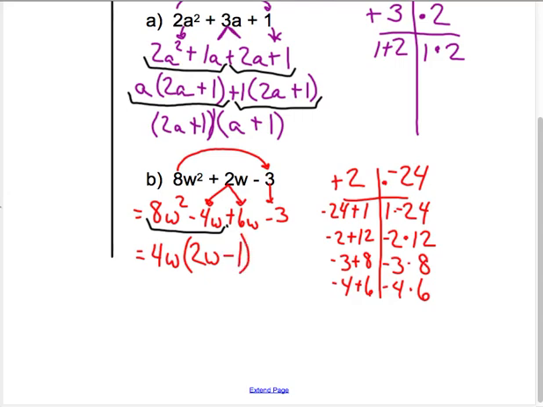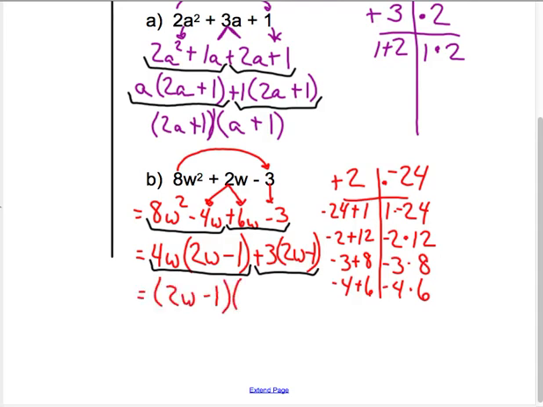Looking at my second two terms, my GCF is 3, so I'm factoring out a positive 3. 6 divided by 3 is 2, I've got the w left, and -3 divided by 3 is -1. So again, looking at my two terms that I just created, I notice a GCF of 2w minus 1, leaving me with 4w from my first term and a positive 3 from my second term.